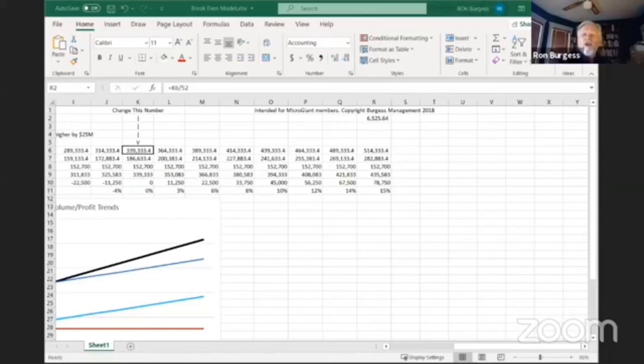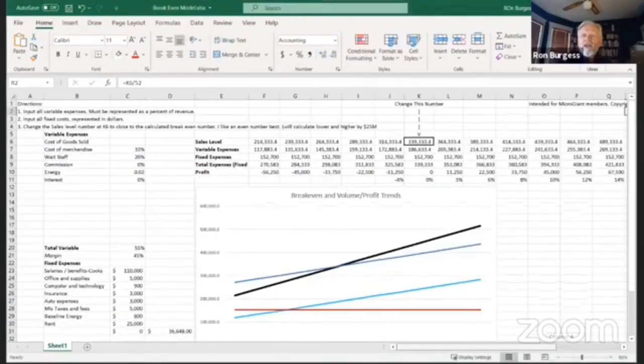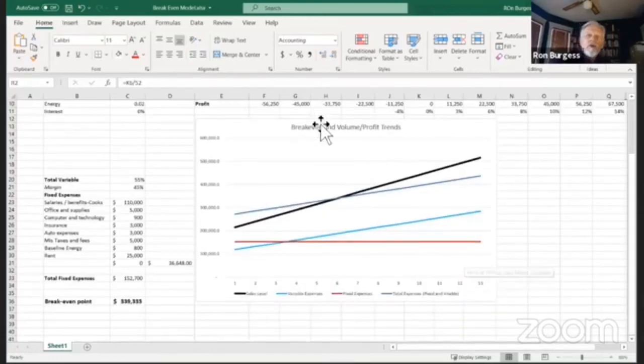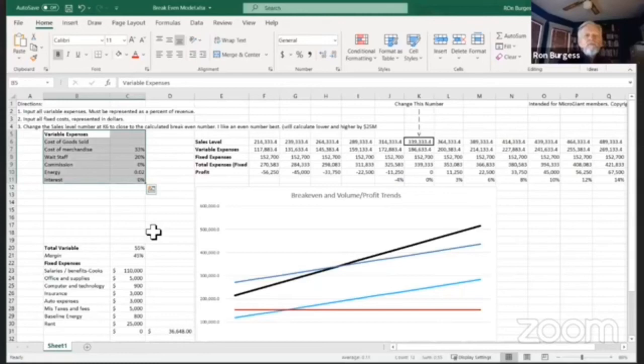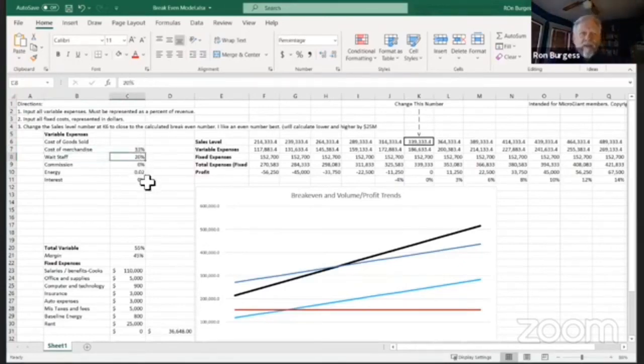how this chart looks. And you can see here that this is kind of the same chart that we talked about, same kind of lines. But here's how we built them. So if you kind of ignore this here and just focus over here, we have variable expenses on this section. You can see the big ones, the cost of the merchandise here is a percentage. In this case, for set up for a restaurant, we've got the wait staff at 20%.